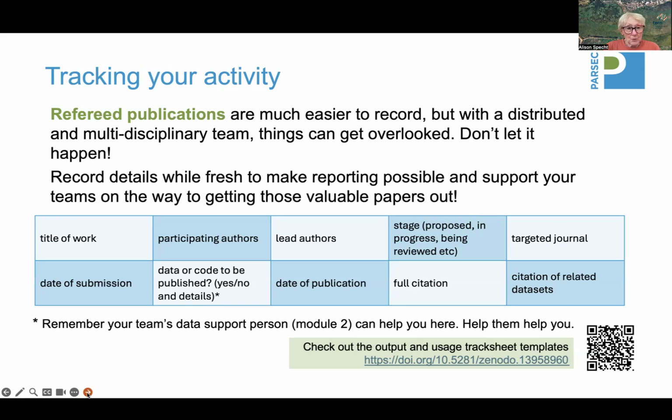So with the refereed publications, Belmont asks for the title of work, participating authors, usually, as I said, just the Belmont Forum project related ones, because in the full citation you get all of the authors, and you can see the full citation there. Lead authors, we had that. I'm not sure whether we used that very much, but it was very important for planned papers.